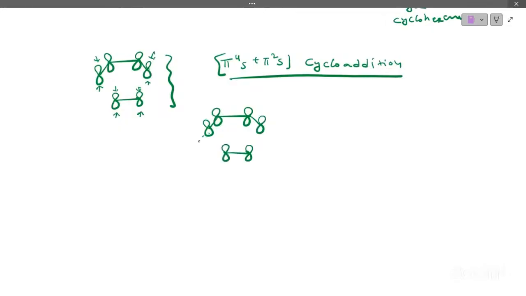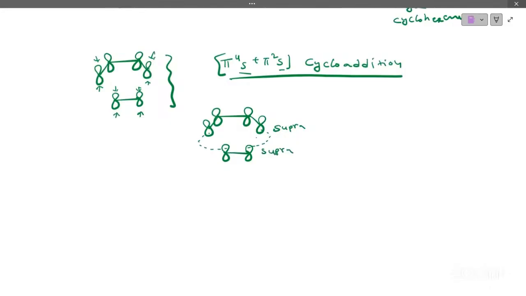You can maintain the standard interaction here. With respect to the first pi system it is supra, and with respect to the second pi system it is also supra. Now, in this first pi system, the bonding interactions are observed in two lobes on the same side. Therefore, it is supra mode of addition. With respect to the second pi system, the two lobes involved in the interactions are on the same side. This is also supra mode of interaction.